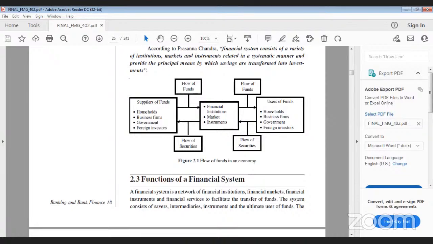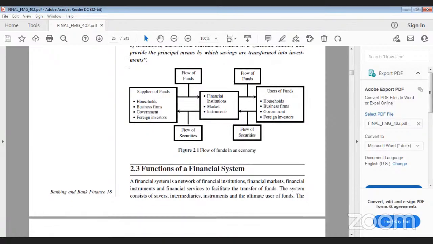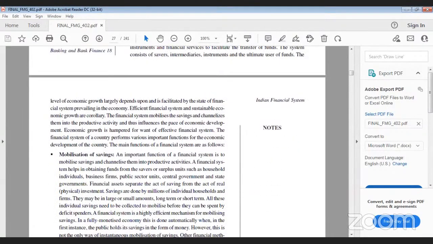Function of the financial system. The financial system is the network of financial institutions, financial markets, financial instruments, and financial services. It facilitates the transfer of funds. The system consists of several intermediary instruments which reach the ultimate user of the funds. The level of economic growth largely depends upon the facility by which the financial system promotes economic efficiency.